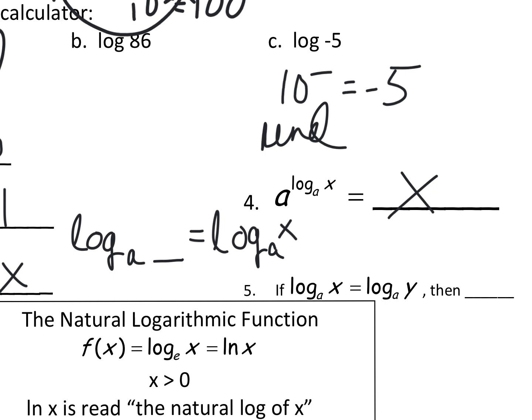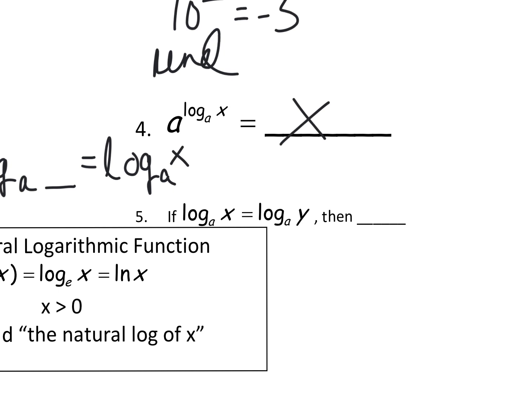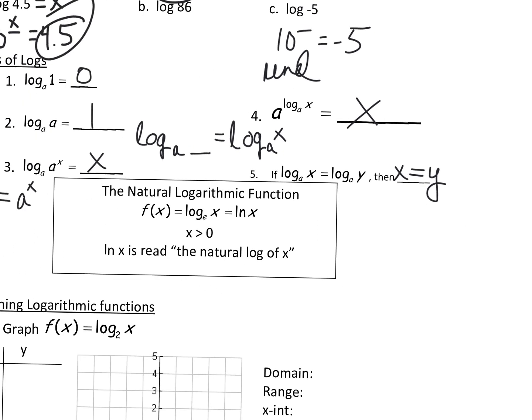Last one, if log base a of x is equal to log base a of y, then I think it's quite intuitive that x equals y. You can only have one argument that would be equal if the logarithmic expressions are equal. Another way you can think about it is like, quote-unquote, canceling out the log base a.